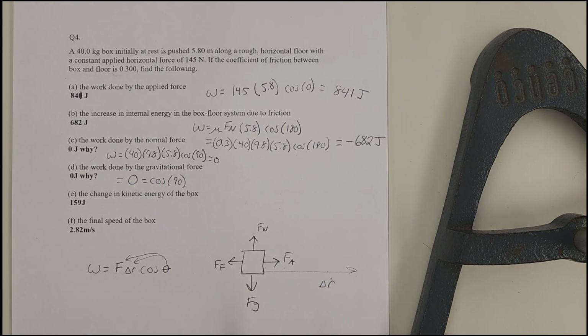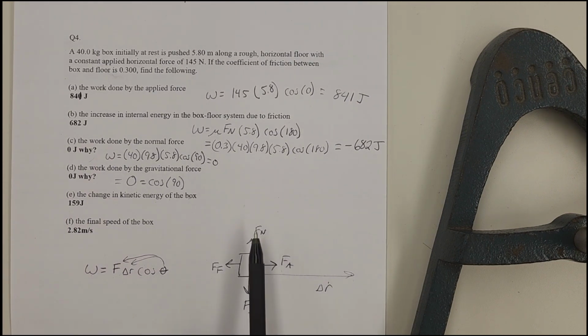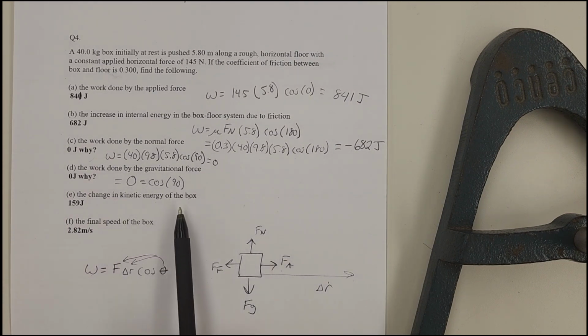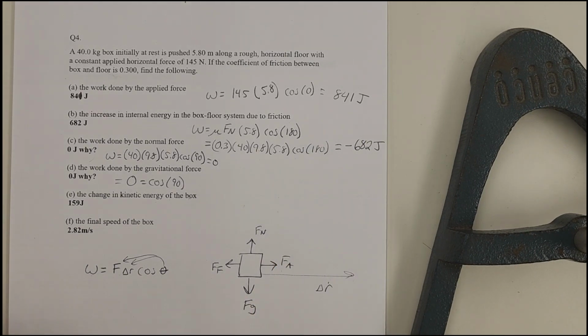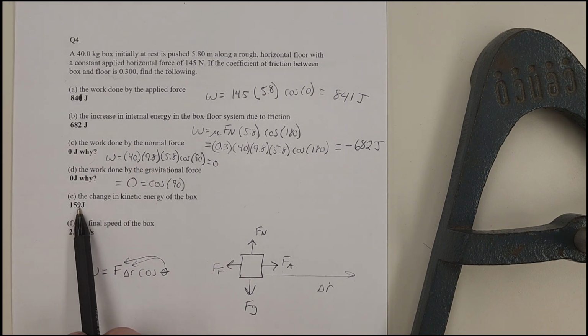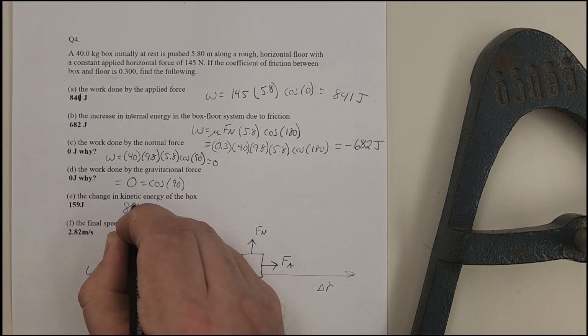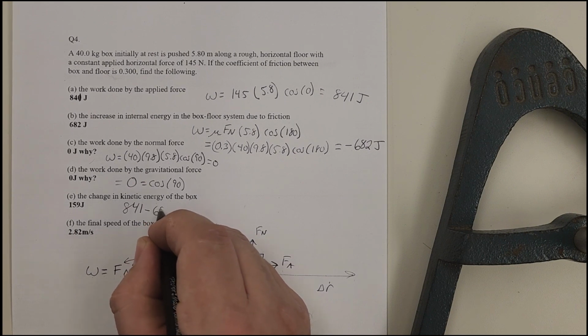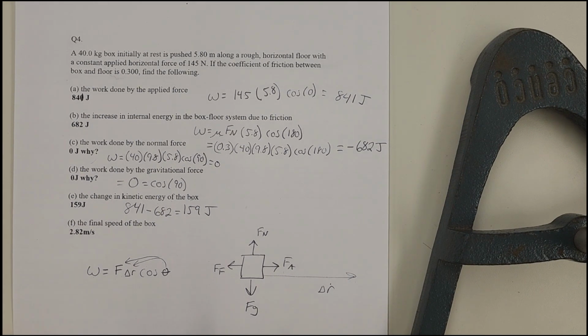So for the change in kinetic energy, remember there's no gravitational potential, there's no spring potential, so the leftover must be kinetic energy. The change in that kinetic energy would just be the one minus the other. So let's go 841 minus 682. And we get 159. So we get 159 joules as the change. That's how we get 159.